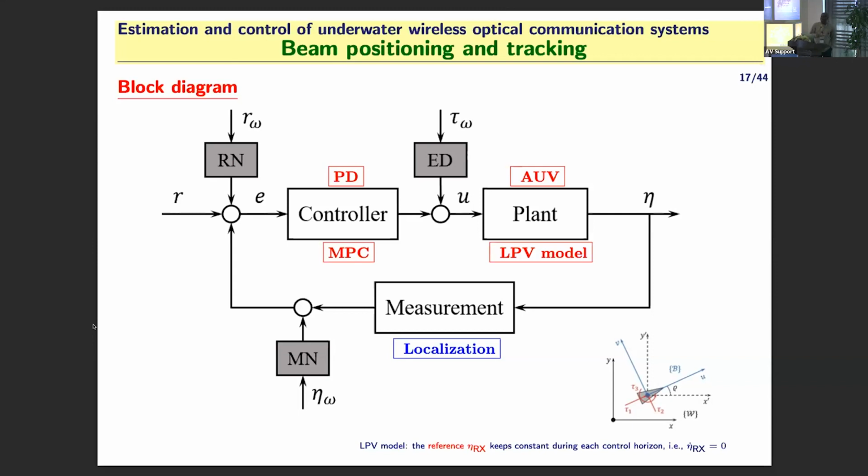So what we want is to control the autonomous underwater vehicle. We know the model, and there is some direction and velocity that we need to control. And for the linearization of the model, we make an assumption of keeping the reference roughly constant in order to linearize the model and get this linear parameter varying model.